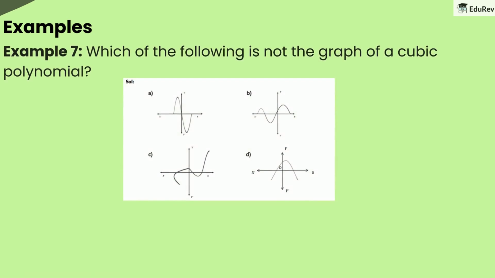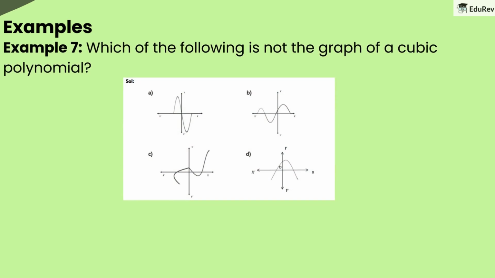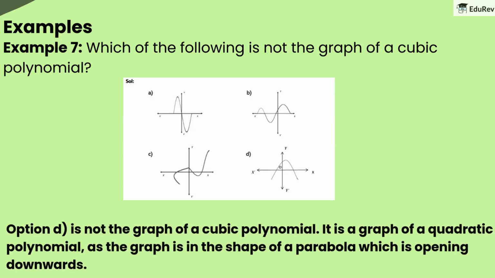Now, let's consider a question about graphs. Which of the following is not the graph of a cubic polynomial? Among the choices given, option D is not the graph of a cubic polynomial. It is a graph of a quadratic polynomial, as the graph is in the shape of a parabola which opens downwards.